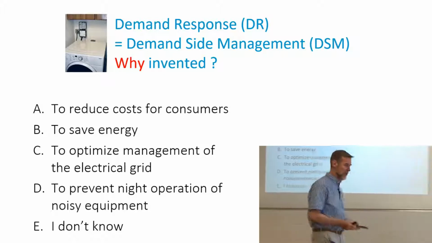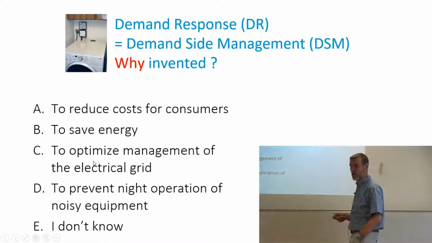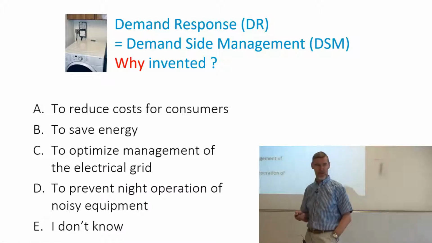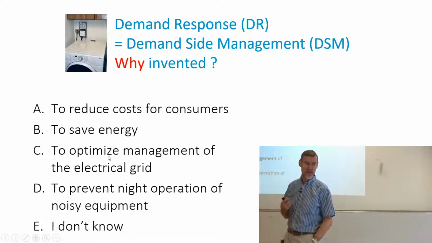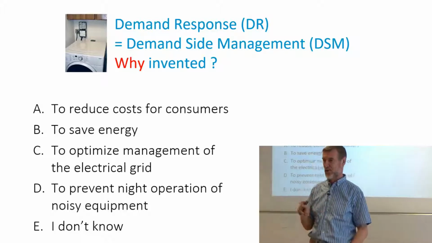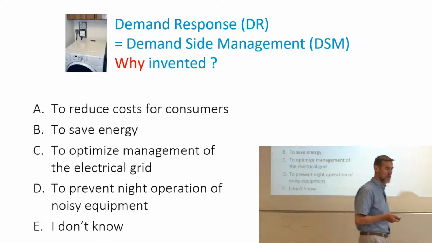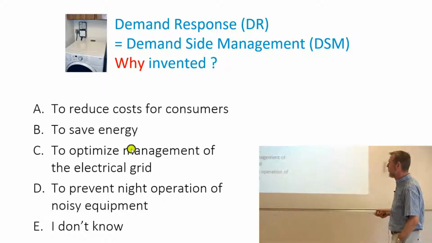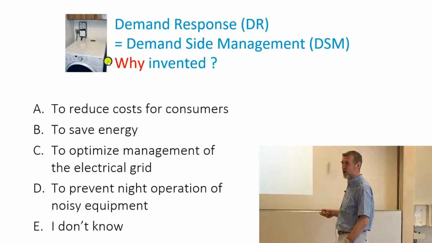And you think majoritarily that your answer is C, to optimize management of the electrical grid, and that's the stated goal. Yes, that's the goal of demand response, to make the management of the grid, and in particular of the matching between generation and consumption, easier, which is the hard problem of any electrical grid. So facilitating the matching of consumption and production is the primary goal of demand manipulation or demand response here.